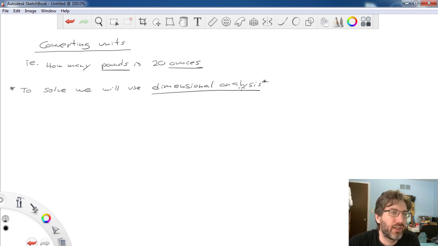So dimensional analysis. Dimensions are like your units. So think about your dimensions, right? You have length, width, and height. Those are all types of dimensions. We can measure those. We have measurements of length, right? So you should know some measurements of length.